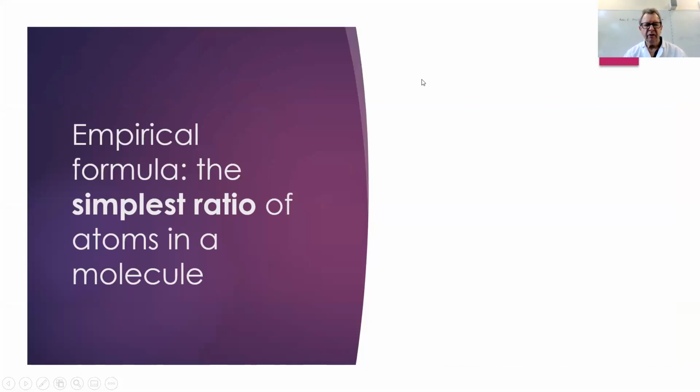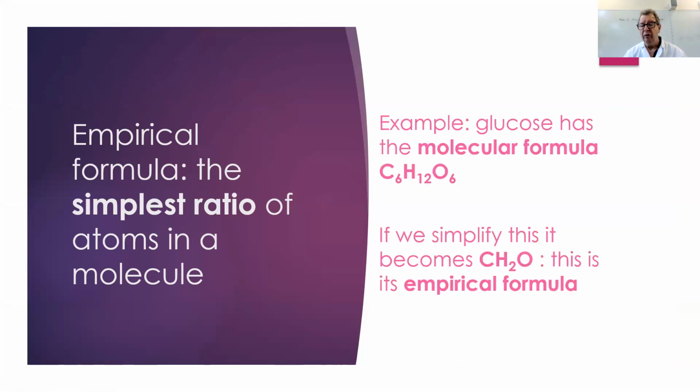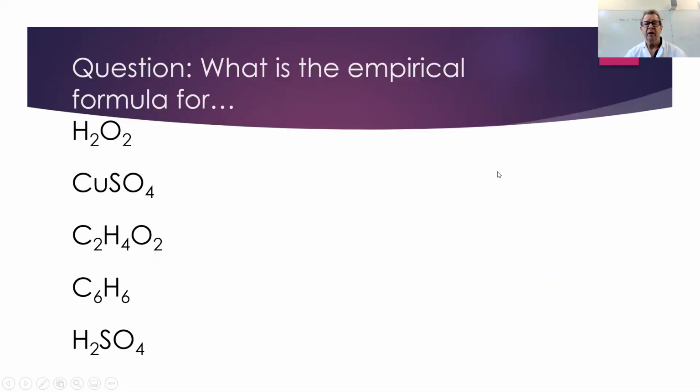I just said that the empirical formula is the simplest ratio. So I took glucose, C6H12O6, and we simplify it, divide through by 6, we get it down to CH2O, and that's its empirical formula. But if we think that that is its molecular formula, we have a problem. So what we've got to do is think about how we get from one to the other.